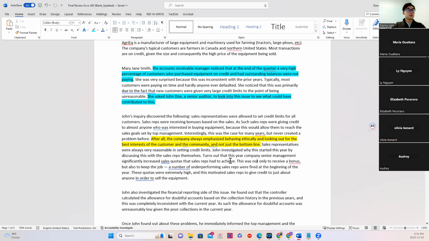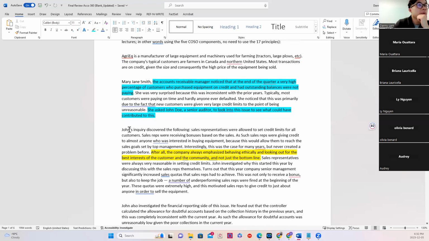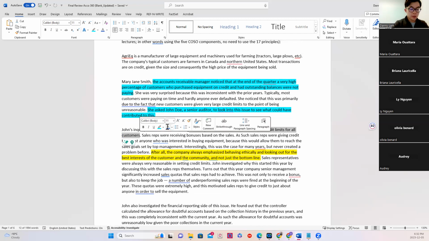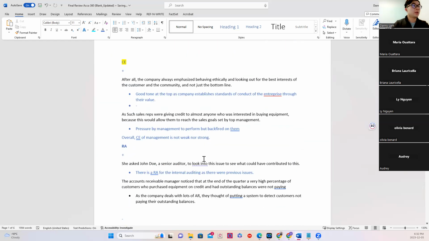I guess the last sentence: these quotas are extremely high and this motivates the sales reps to give credit to just anyone in order to sell the equipment. I think your point was more about there being a sentence telling that sales reps had the authority. The first sentence says we're allowed to set credit limits for all customers. Yeah, that's what I was looking for. Thank you. That's very good. So that would be negative.